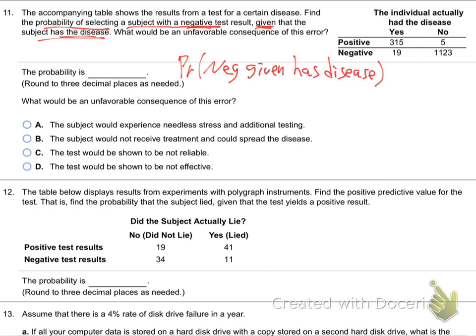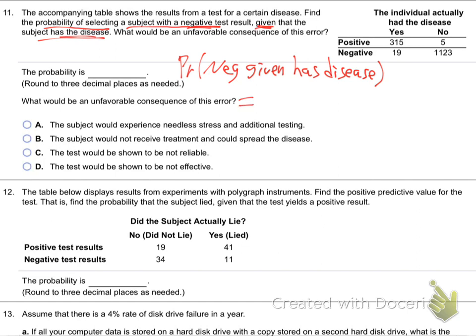That's not a good thing, right? This person has the disease, and we want to know what the chance is that the test is going to say negative when they've actually got the disease. So let's figure it out. Probability is always a fraction. The denominator is always everything that's possible, like when I roll a die, it's 6. But given limits the possibilities in the denominator, doesn't it?